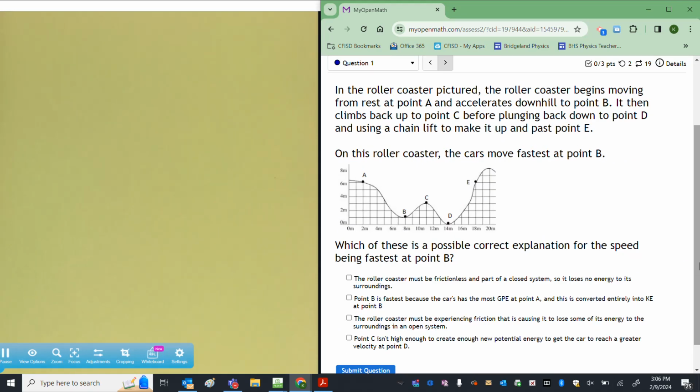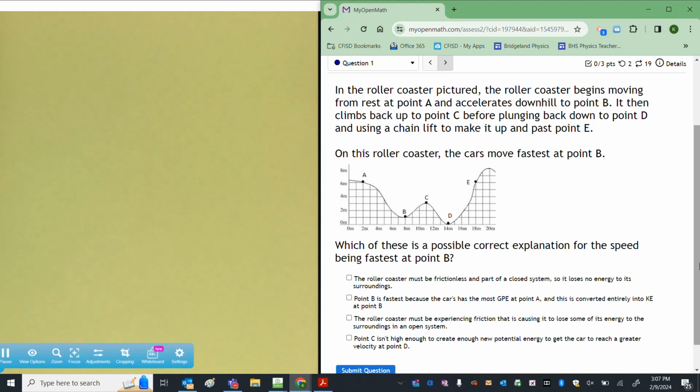Number one on mine says, in the roller coaster pictured, the roller coaster begins moving from rest at point A and accelerates downhill to point B. It then climbs back up to point C before plunging back down to point D and using a chain lift to make it up to point E. On this roller coaster, the cars move fastest at point B. Which of these is a possible correct explanation for the speed being fastest at point B?